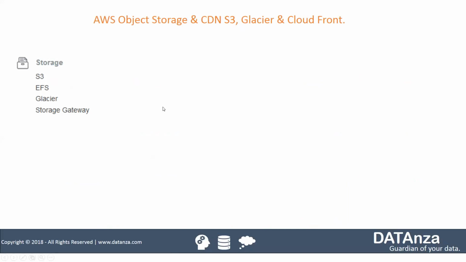So this is what we are going to talk about: AWS and object storage. There are different types of storage. We have object and block storage. Block storage is something we are going to discuss in the compute EC2 section. Here we will talk about object storage, then content delivery network and something called S3, and we are going to talk about Glacier and CloudFront as well.